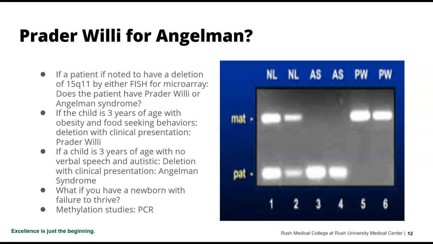However, what do I do with a newborn that has a deletion? Is it a newborn with failure to thrive? Is it Prader-Willi or is it Angelman? And I don't know. And it actually is important to know.